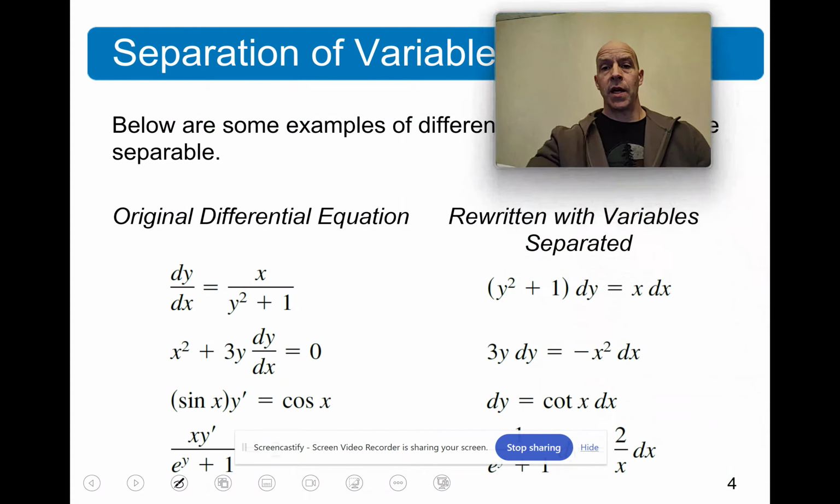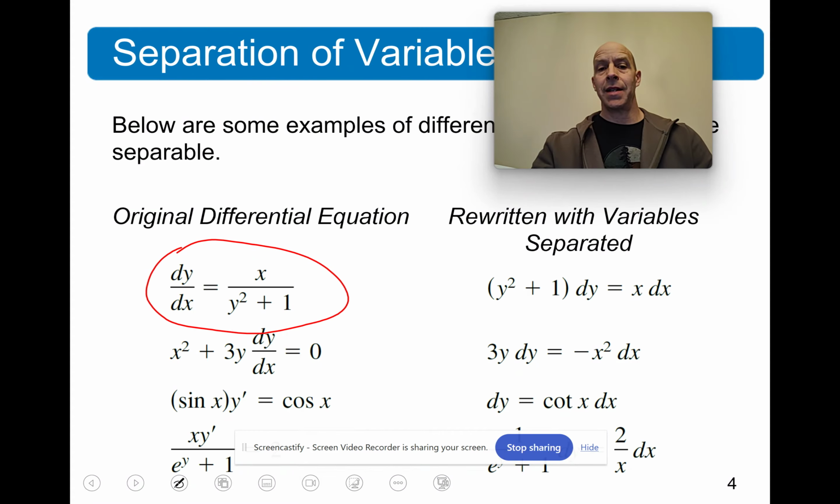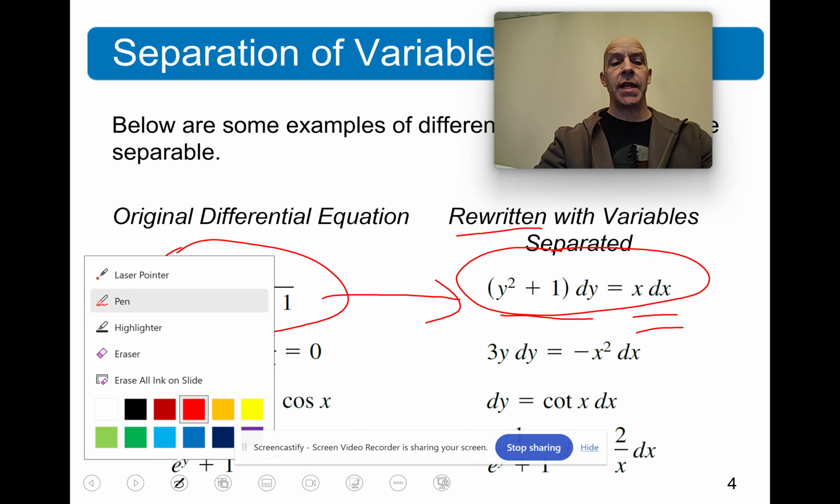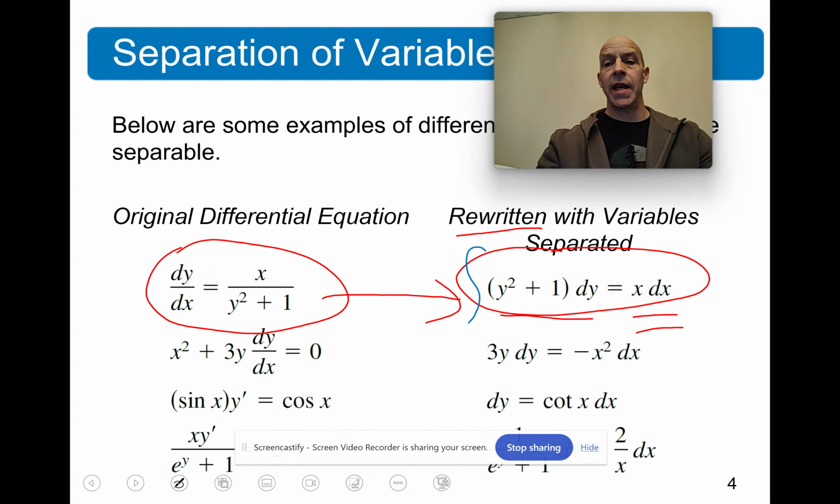This is a differential equation that is not separated. You can see that there's x's and y's on both sides of the equation, but we can cross multiply, and now we have a rewritten differential equation where all the stuff in terms of y is on the left and all the stuff in terms of x is on the right. And then you can see some more examples of that below. The point being is you need to separate your variables before you do that integration step. You're not going to be able to integrate if a side has an x and a y in it.